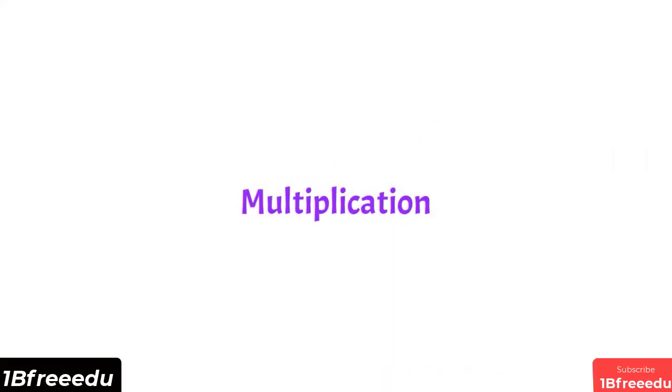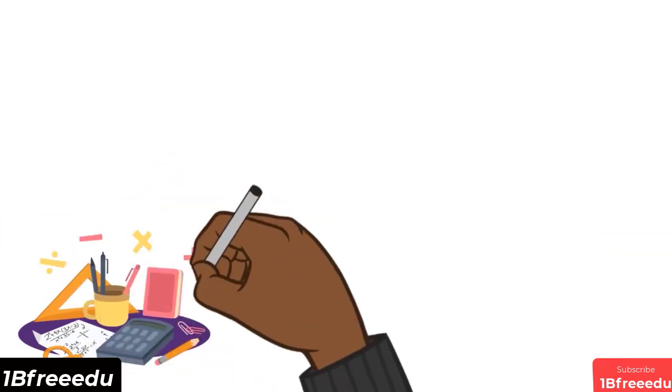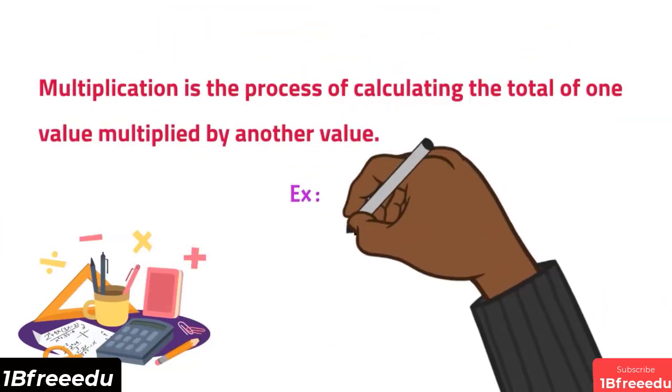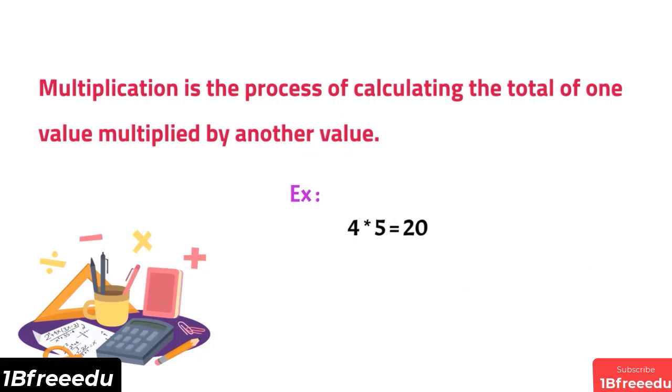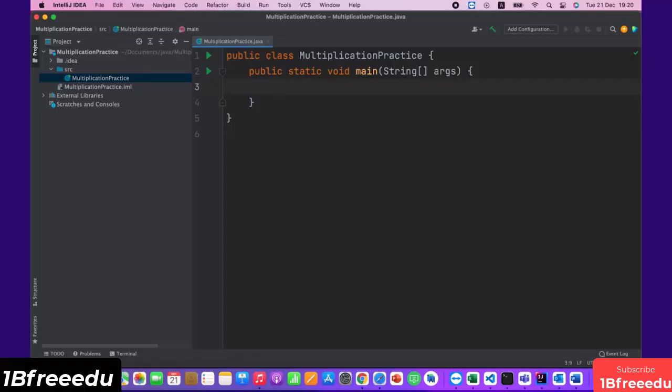Multiplication. Multiplication is a process of calculating the total of one value multiplied by another value. So I am going to demonstrate that in Java. To do that, I declare two int variables as previously and name them number1 and number2. Then we need to assign values to these variables.